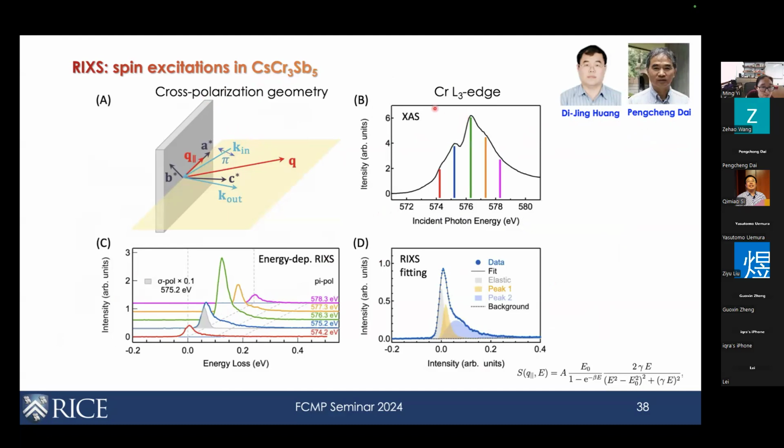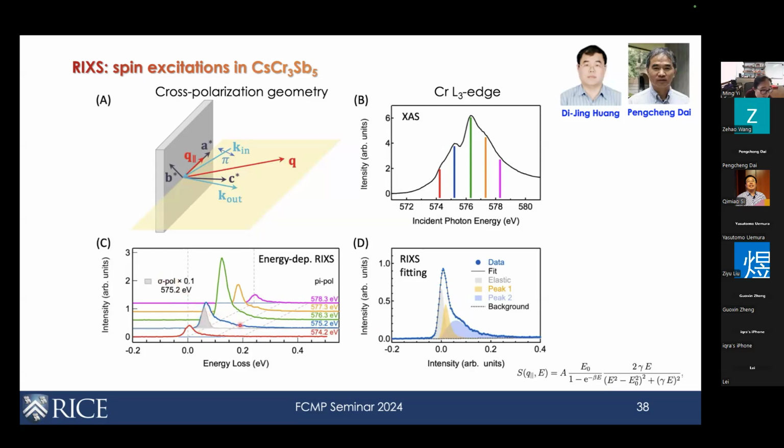And they've measured this at the chromium L3 edge, and this is the X-ray absorption. These are the 5 energies they've measured this at. To show you an example, what you see here is this gray peak at the elastic line, which is what they measured with the sigma polarization. But in the pi polarization geometry, they see that there's this tail, which really cannot be ascribed, right? That means that there's additional spin excitations, which is not accounted for by what they see in the sigma polarization.